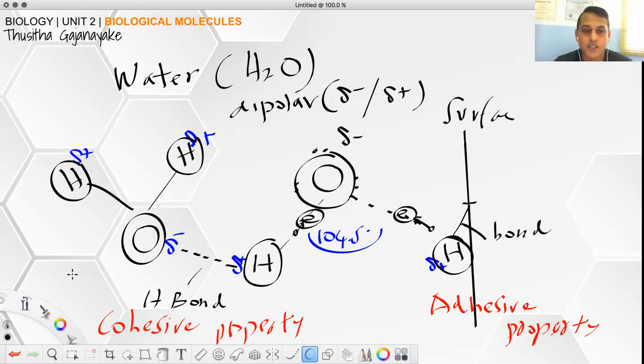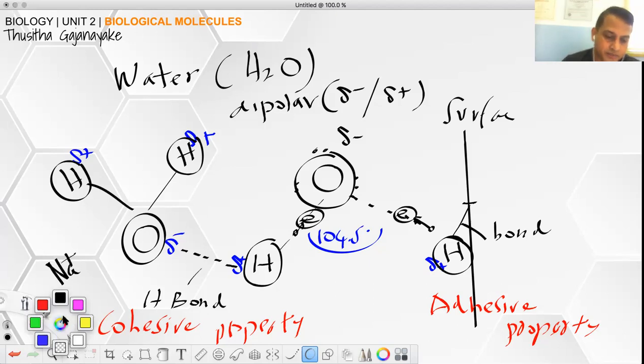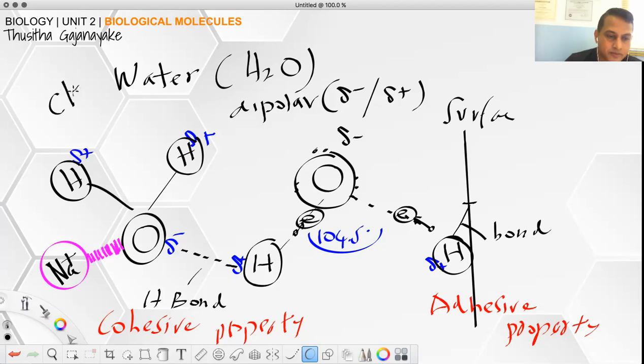Now, what is the meaning of dissolved in chemical terms? When we add sodium and chloride, the sodium ion is positively charged. The sodium ion can make a bond with this oxygen because oxygen is negatively charged. Then the chloride ion, which is negatively charged, makes a bond with the hydrogen because hydrogen is positively charged.